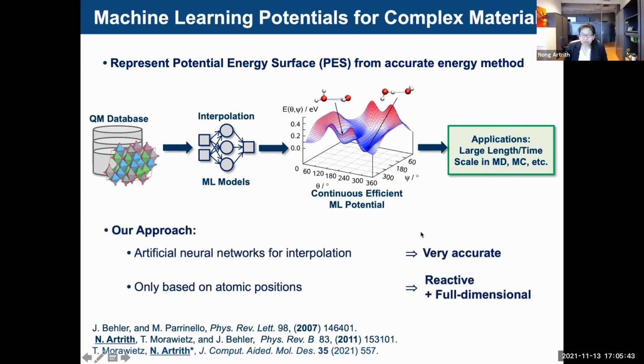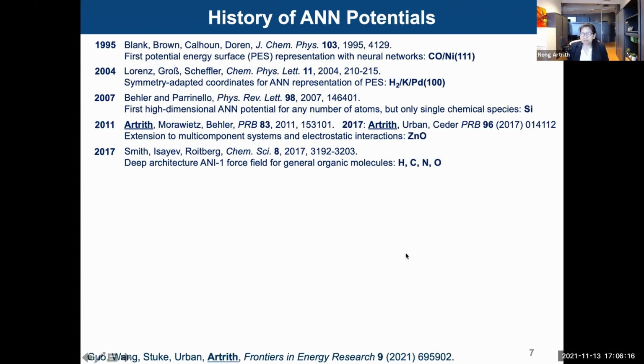In our methods, we use artificial neural networks for interpolation, because they can represent the reference data very accurately and can handle very large databases. For the input, we only need atomic positions, and we can construct reactive and full-dimensional potentials. But it takes a bit of effort to construct realistic machine learning models or neural network potentials to use for your own applications. Using neural network potentials is the idea of using NNs to represent the potential energy surface.